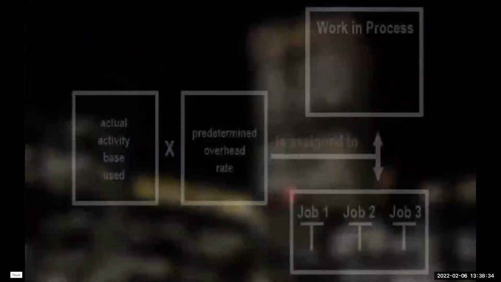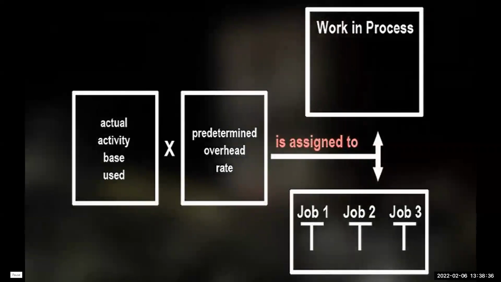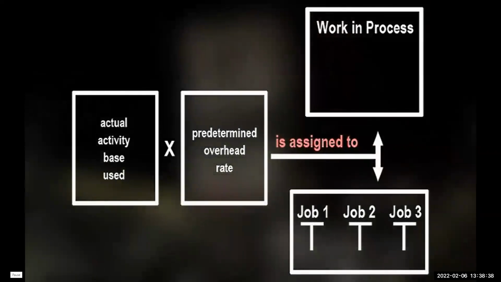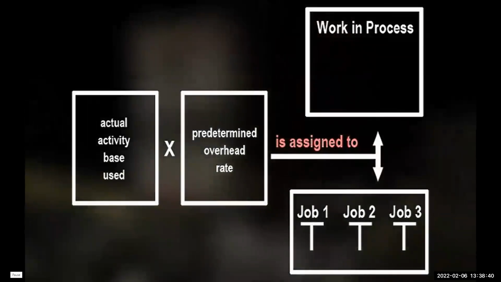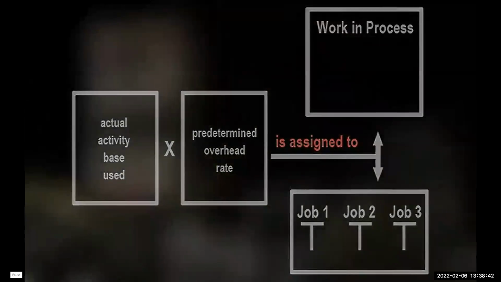As a practical matter, though, managers cannot wait until the end of the year. To price products accurately, they need information about product costs of specific jobs completed during the year. Using a predetermined overhead rate enables a cost to be determined for the job immediately.